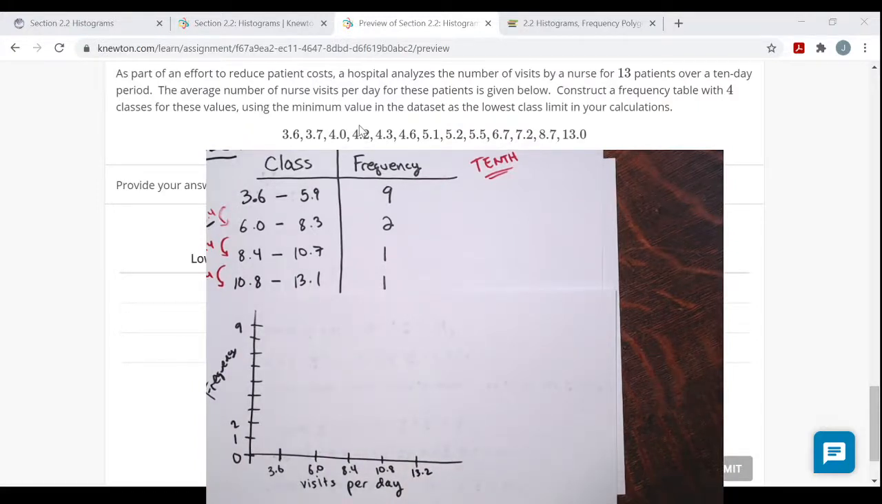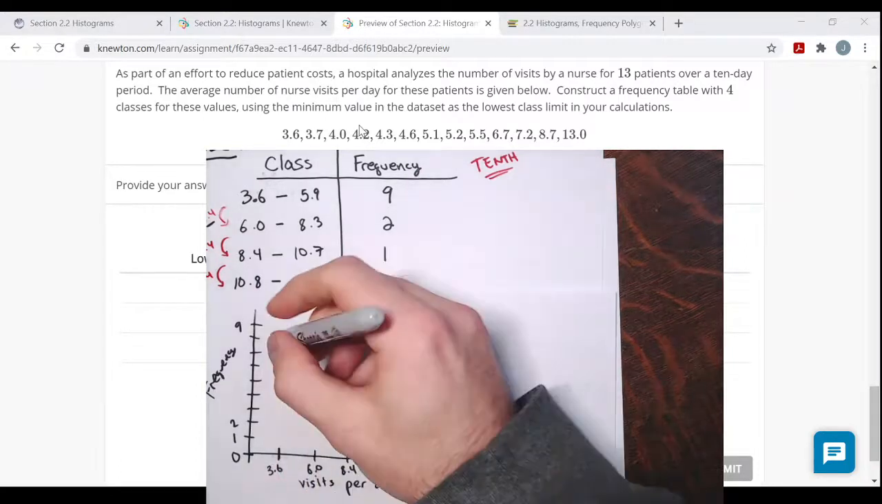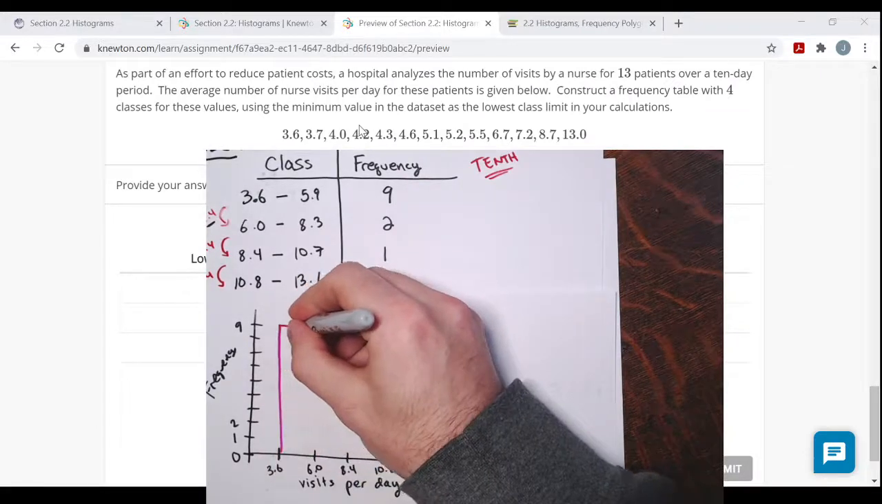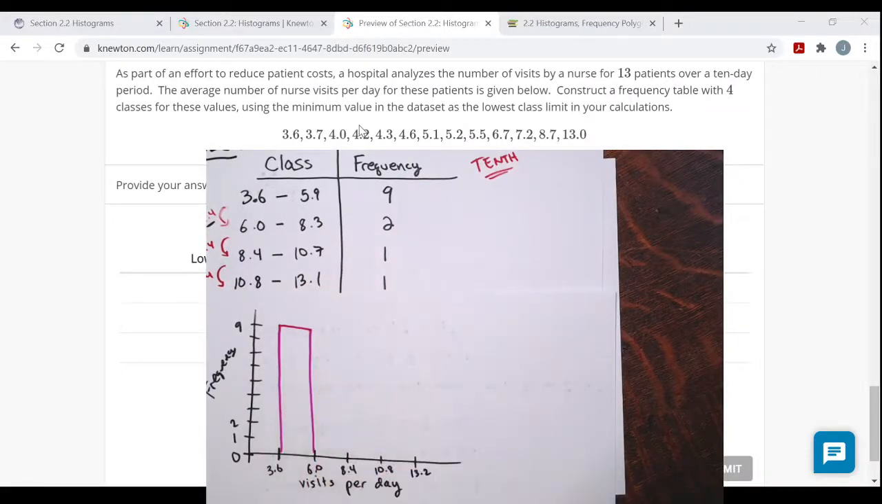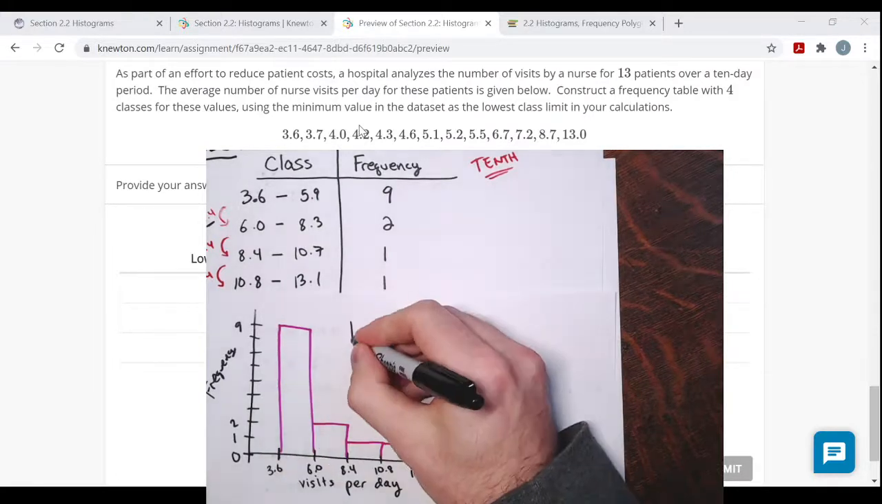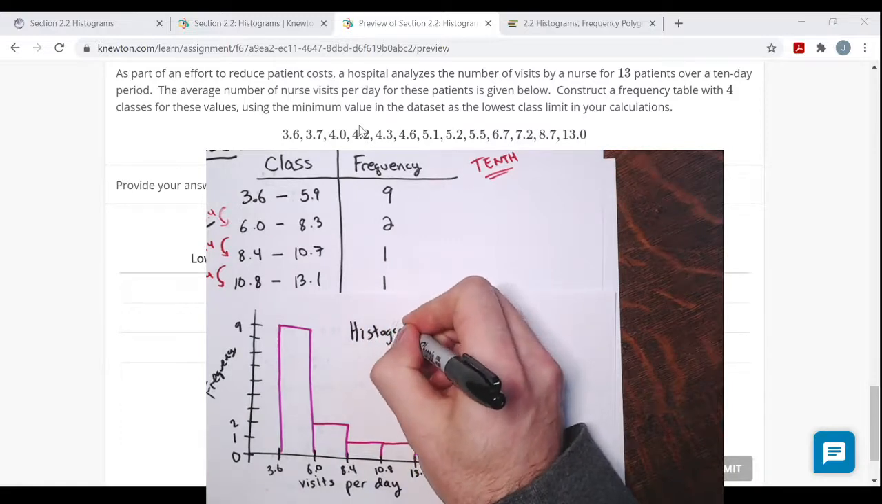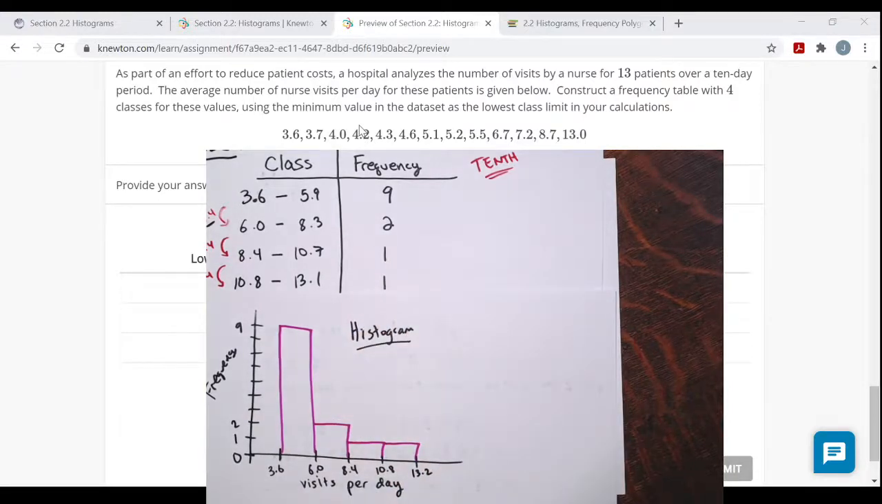And then I make bars, so from 3.6 to 5.9, the first bar starting with 3.6 has a frequency of 9. So I make a bar that's 9 high, right? That represents the first class frequency. There were 2 values in the next one, so starting with 6.0, 2, then 1, then 1. Starting with 8.4, starting with 10.8, and there you go. There's a histogram. This is a histogram for that same data with 4 bars, 4 classes. All right, but we weren't asked to do that just yet, right?